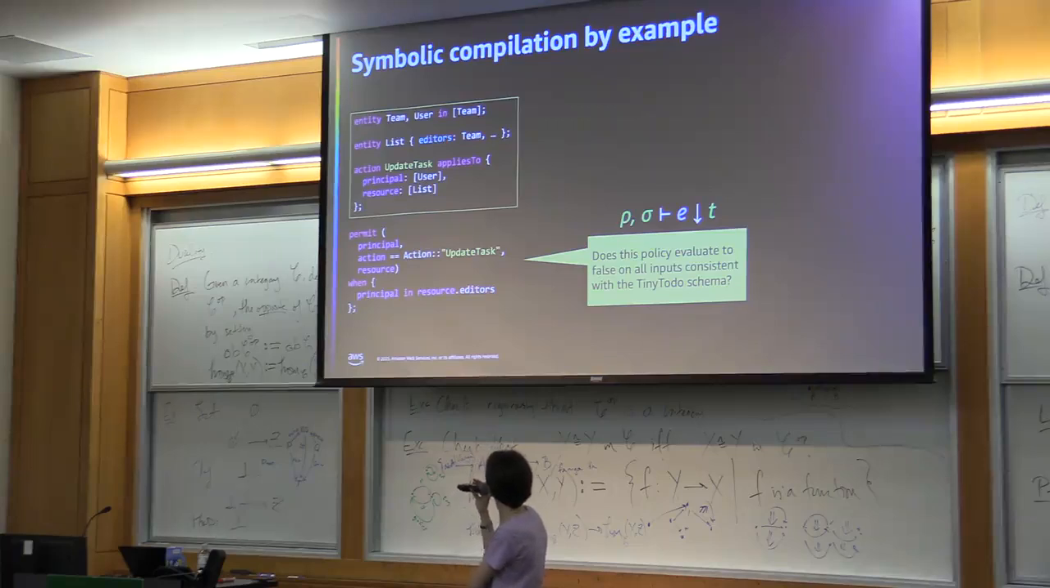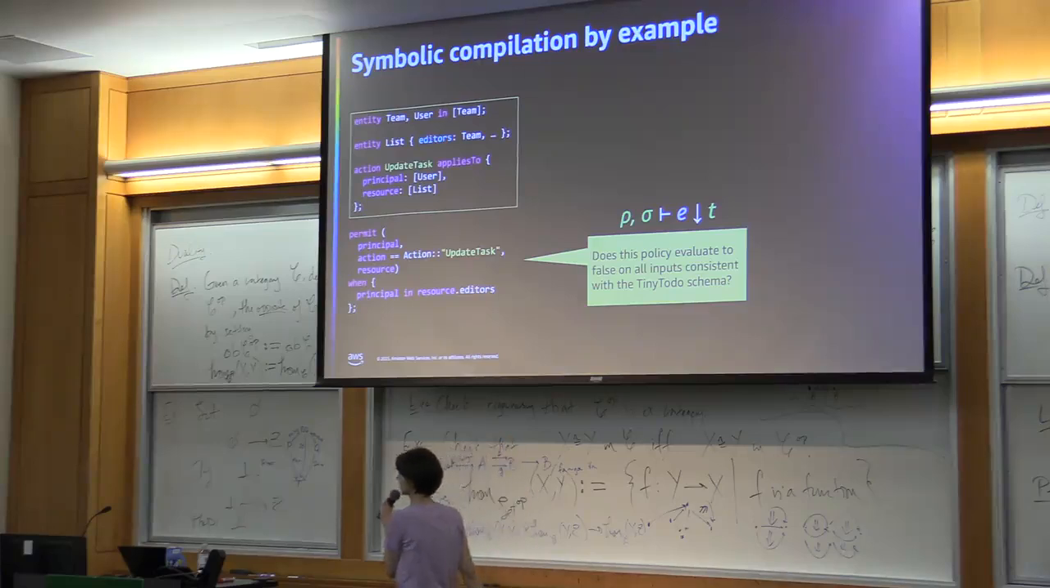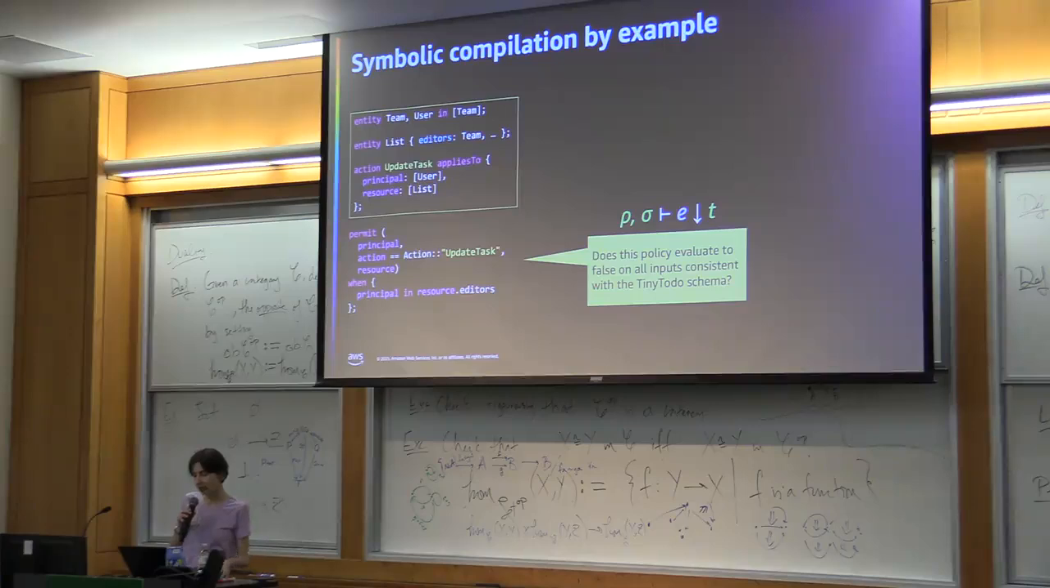It's the TinyTodo schema, but I've elided the things that are not relevant, and I added an action called UpdateTask, where the allowed types for principals are users, and for resources are lists. Now, our permit policy says that the principals are allowed to perform the UpdateTask action on any resource as long as the principal is an editor on that resource. So it seems fair enough, right? The property that we're going to check is whether this policy evaluates to false on all inputs consistent with the TinyTodo schema. Why would you care about that?